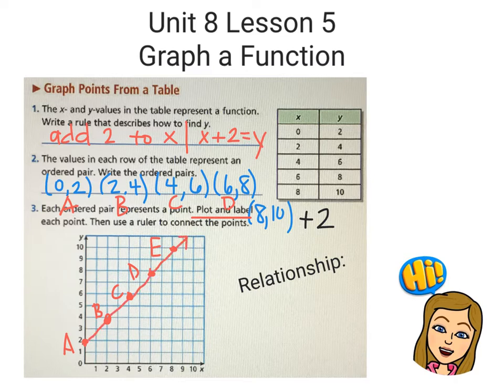Okay. So the last thing is talking about the relationship that we see here. So I notice that with each point, our line is increasing. So what that means is that the relationship shown here is that it's growing or increasing, which is another way of saying going up.